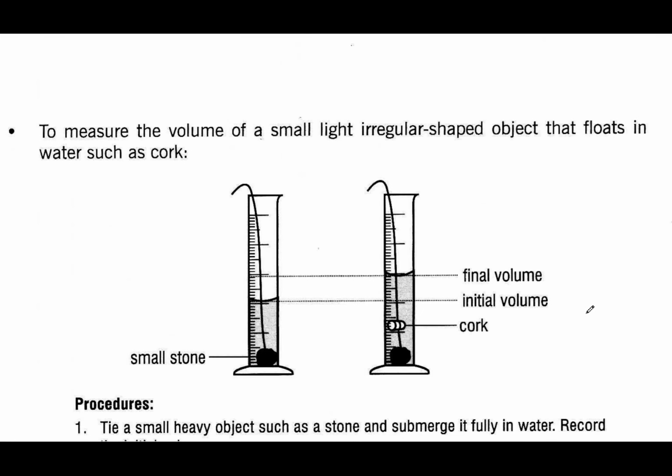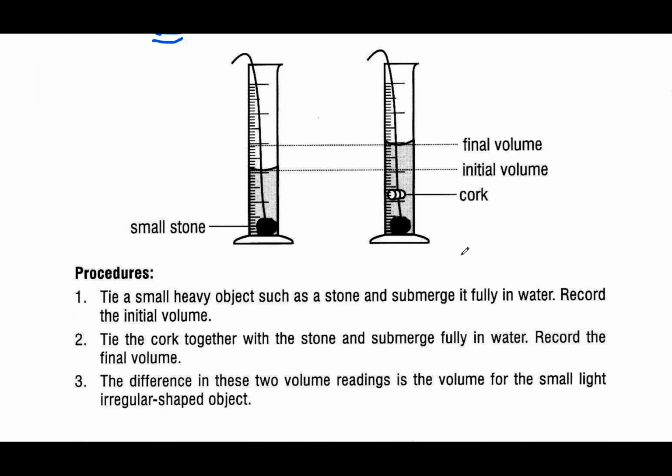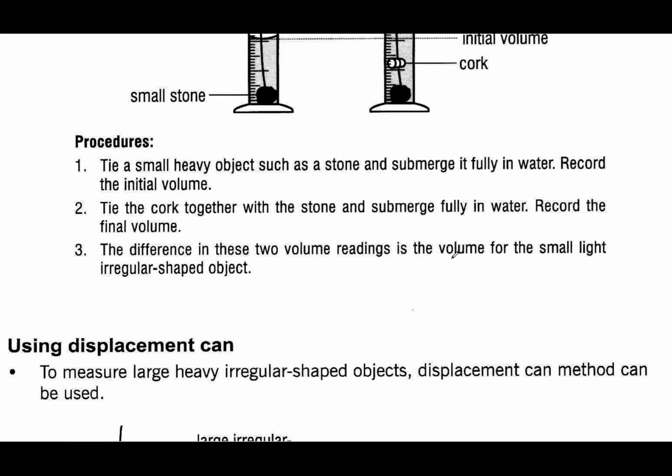In the case of a lightweight object which doesn't sink, like a cork, we can tie a stone to the cork to sink the cork into the liquid. We can then deduct the volume of the stone from the volume measurement.